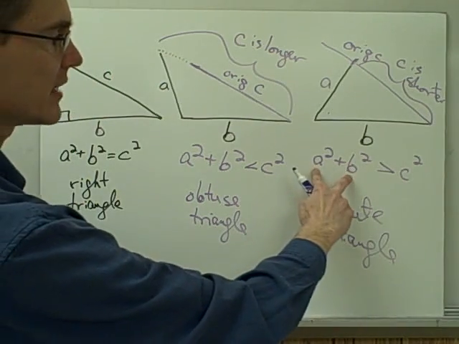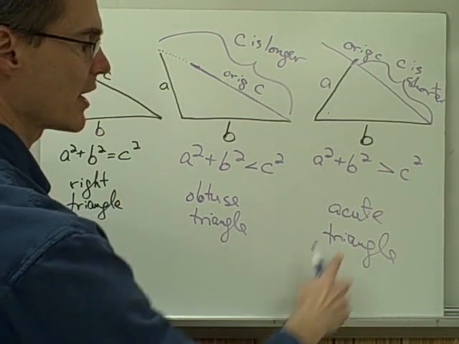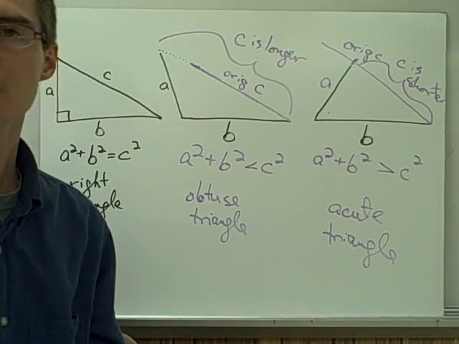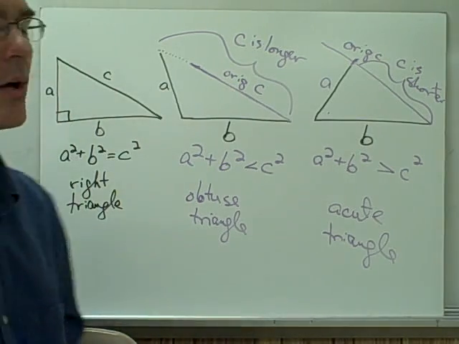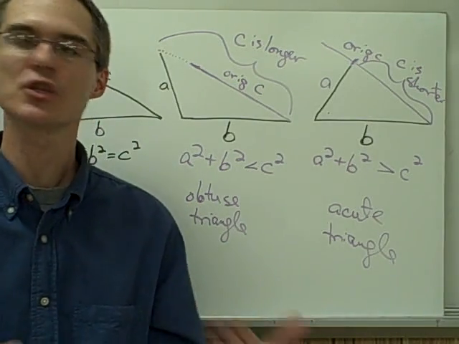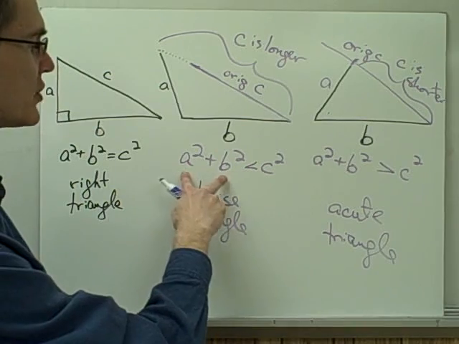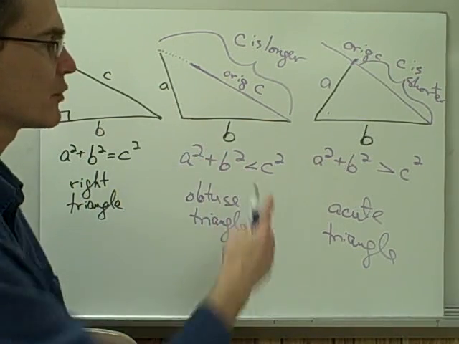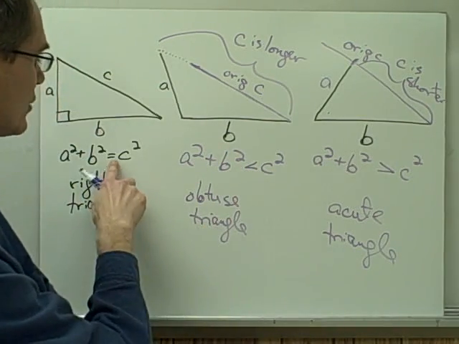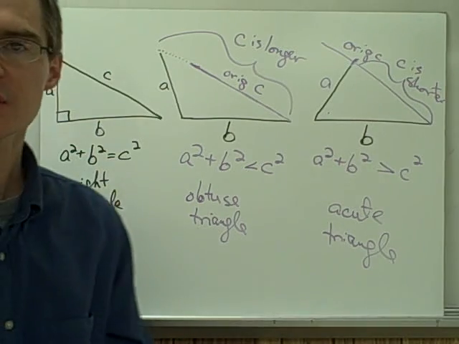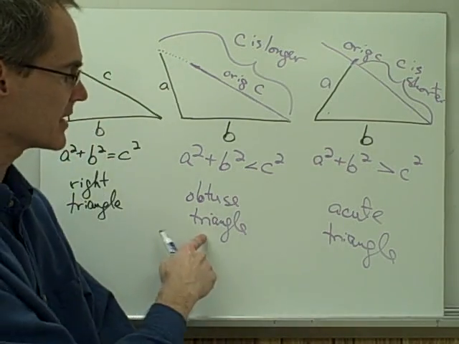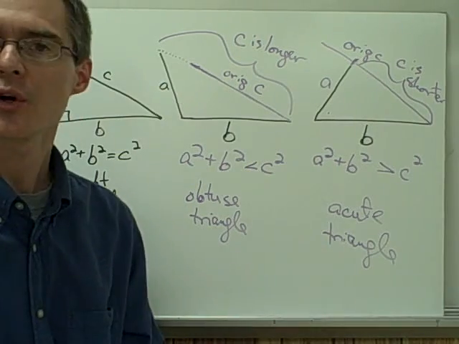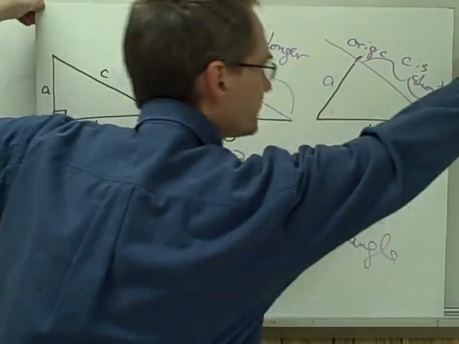Well, that tells me that if a squared plus b squared is greater than c squared, I must have an acute triangle. Now, these relationships I can use on the previous examples to show that if I have a relationship between a, b, and c for a triangle, and a squared plus b squared is not equal to c squared, now I can say more than just, well, it's not a right triangle. I can say whether it is obtuse or acute. So let's take a look at those.